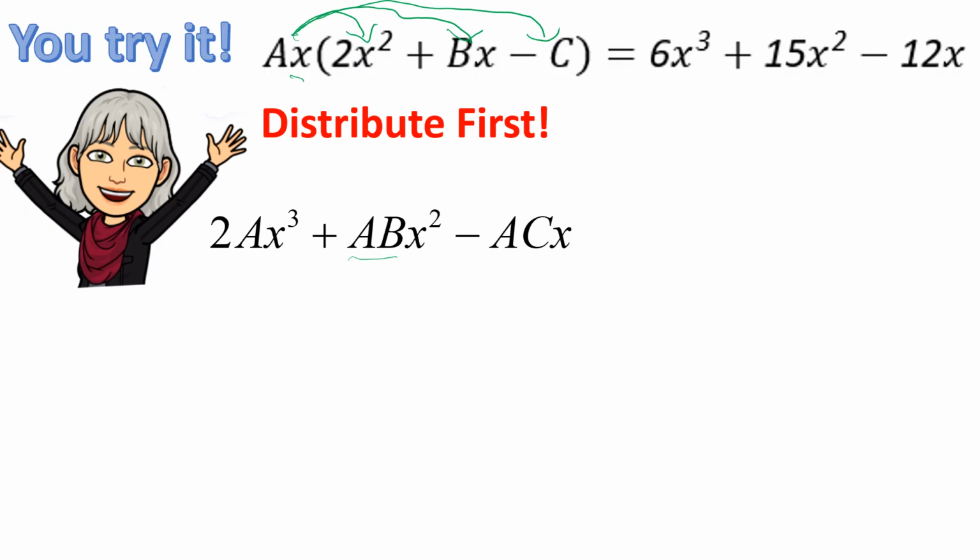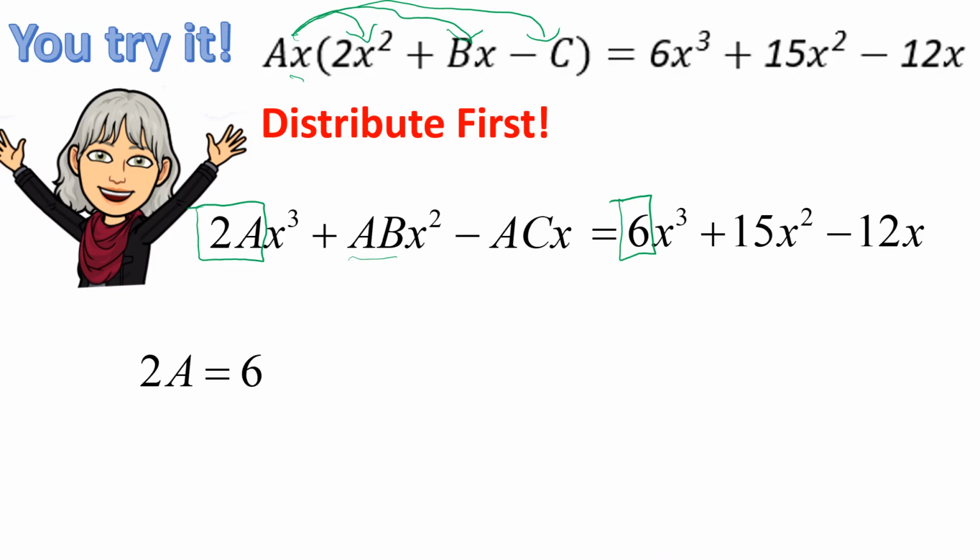Now I know that the left side of the equation has to equal the right side of my equation, so I'm going to set those equal. Now I'm just going to match up terms. I know the stuff in front of my x to the 3rd has to equal the stuff in front of my x to the 3rd on this side of the equation. So therefore I know that 2a has to equal 6, and I can solve this for a, and I know that a is 3. Now I'm going to set the stuff in front of my x squared equal to the stuff in front of my x squared here. So I know that ab has to equal 15.